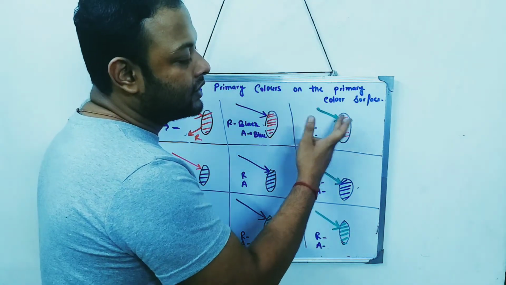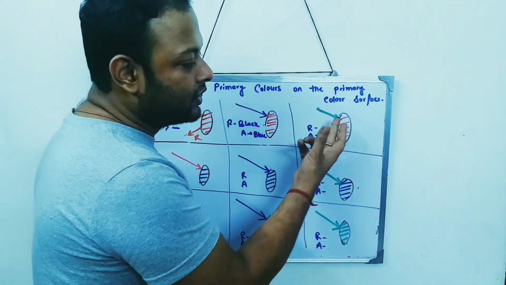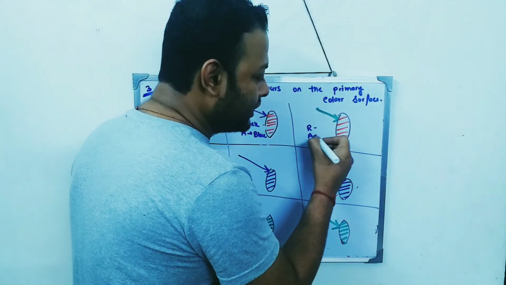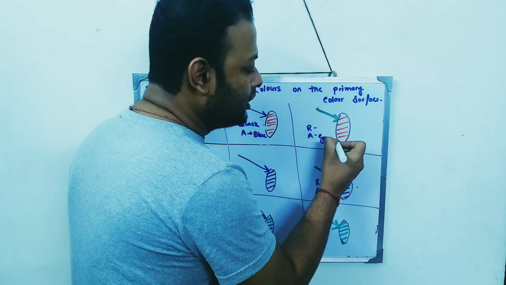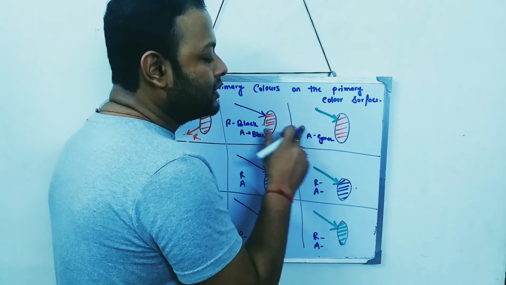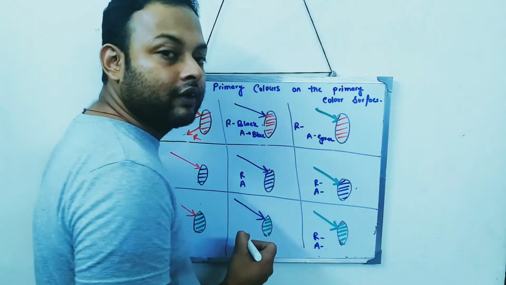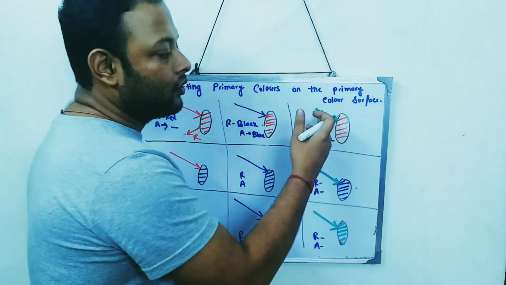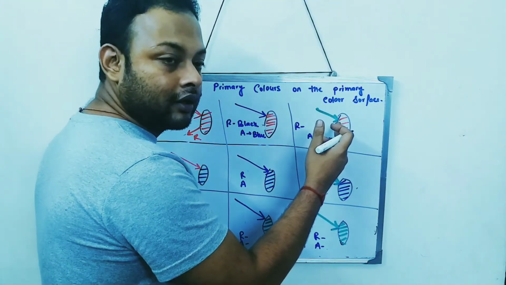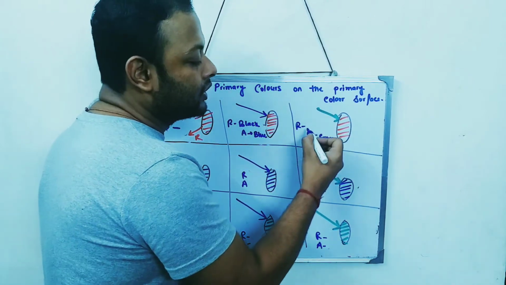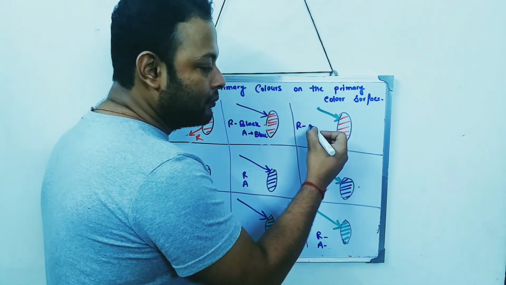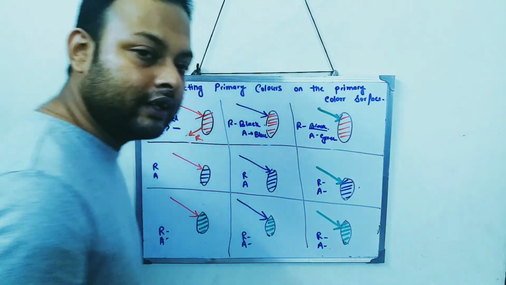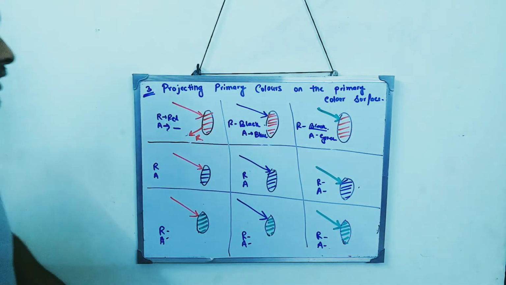So what does it do? The red surface cannot reflect the green color, so it will absorb the green color. So what is getting absorbed? The green color is getting absorbed. So what is getting reflected? Nothing is getting reflected, because whatever color is coming is getting absorbed. So it appears black in color. When it reflects nothing, it appears black in color.